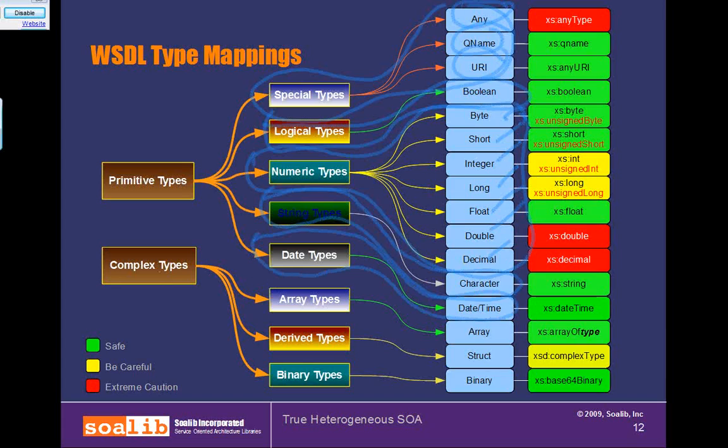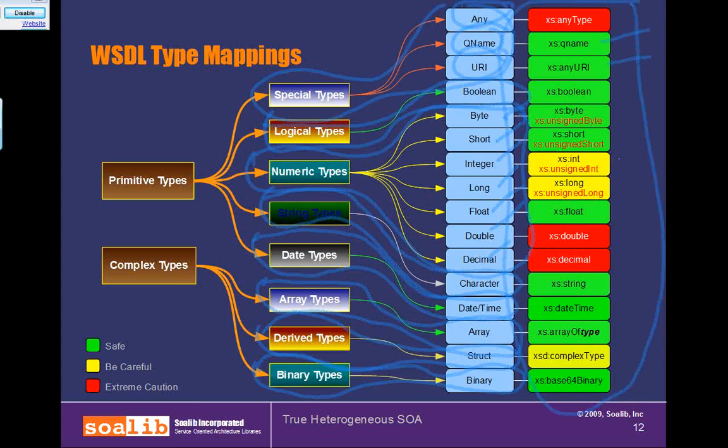And on the other side, the complex side, complex data types have three parts: the array type goes to the array, derived types are structures, and the binary type goes to the binary data representation. Now you can see on the right side, which is the most important part, the green ones you see here are the ones that are safe.